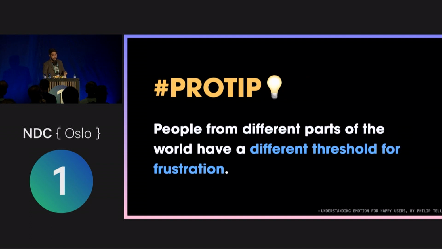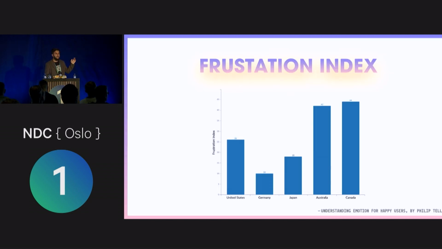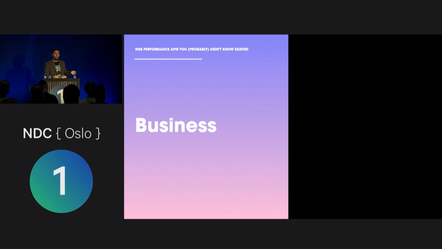And it's crazy to think that it even changes from one part of the globe to another. People from different parts of the world have a different threshold or limit of frustration. There are studies showing, for example, that being mad at an app in the US is different than in Germany, which is different from Australia and Canada. So this is how important it is to think about how our users are feeling, because this directly impacts business.